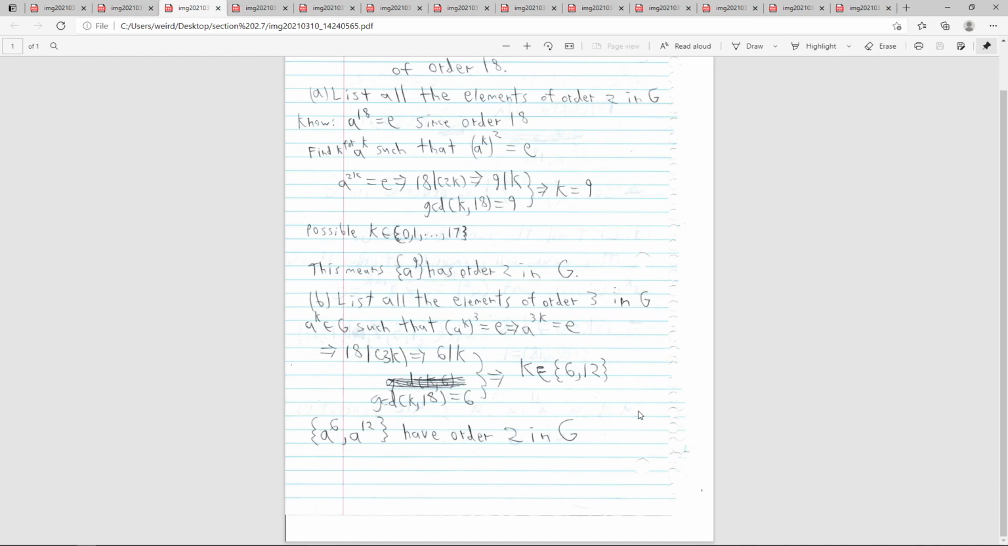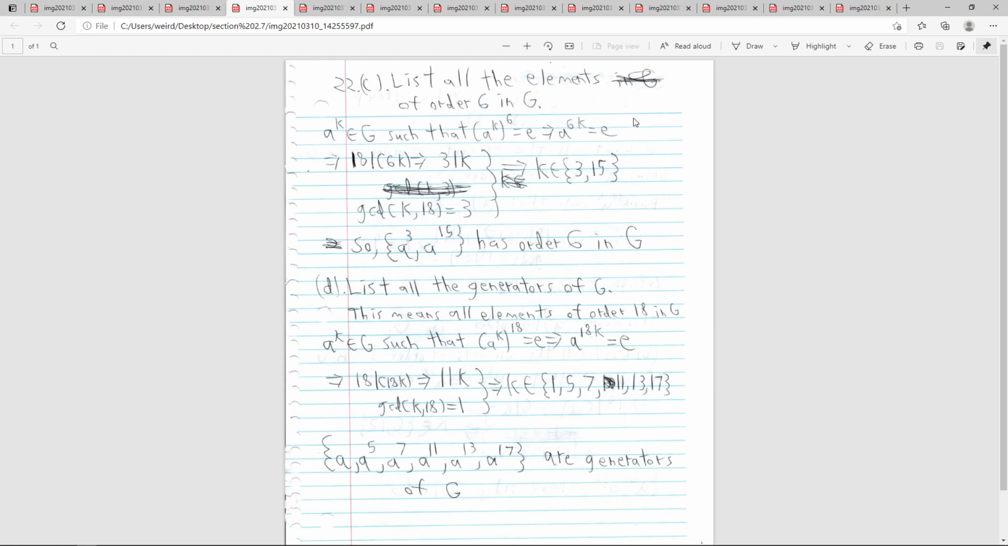List all elements of order 3 in G. a to the k is in G such that a to the k cubed equals e implies that a to the 3k equals e. That means 18 divides 3k, which means 6 divides k, so the GCD of k and 18 equals 6. So k is in 6 and 12. It's the only ones that work. So a to the 6 and a to the 12 have order 3 in G, since k can only be within the 0 to 17 range.